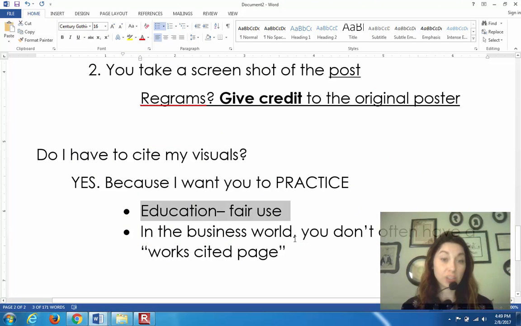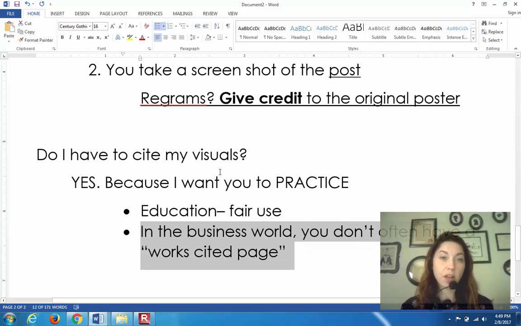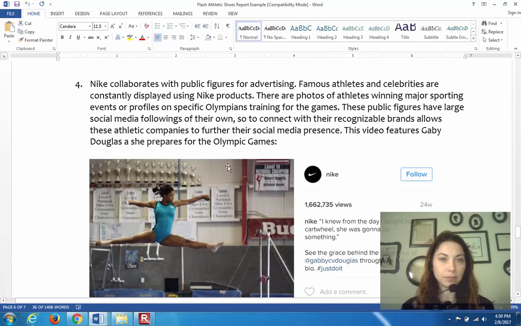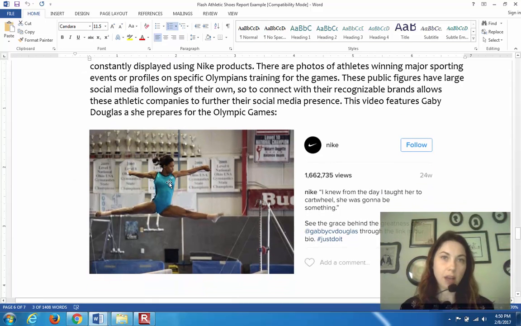Now, in the business world, people will often give credit to the original owner of the content, but you're not going to really see a works cited page. In the business world, you'll mostly see people just giving credit in the actual body of the text, which is what our example did here. Okay. Nike posted this. You can see when. It gives all the information. They're not trying to pass this off as their own work. They're giving credit to the person who posted this originally, which is Nike.